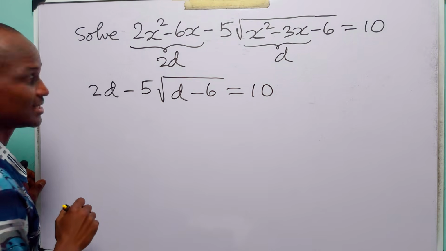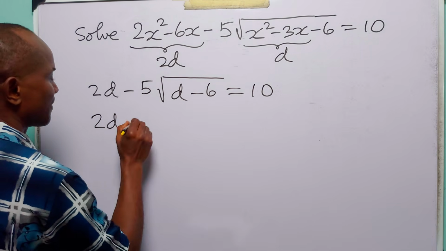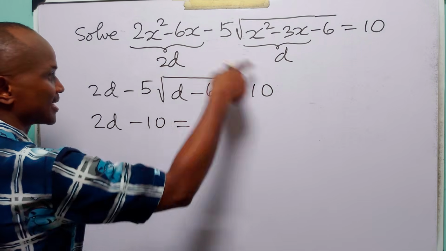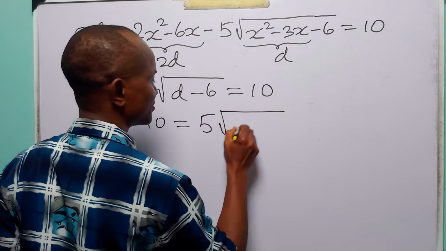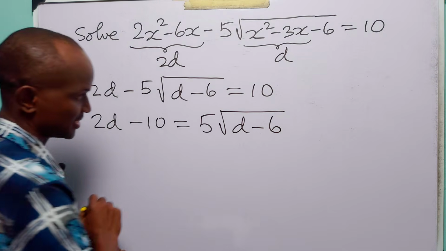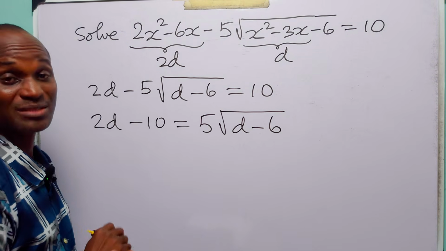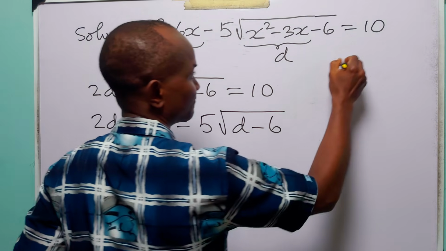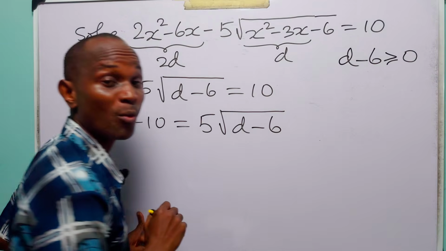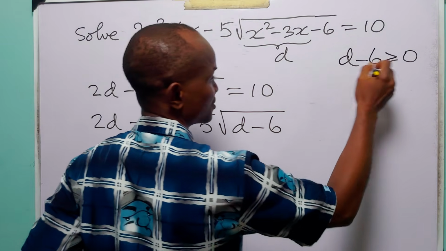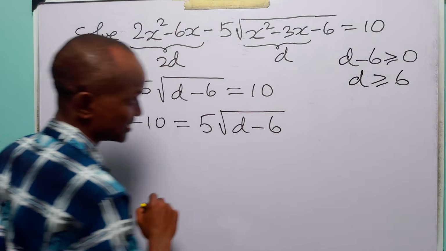Now let us rearrange this equation. We have 2d minus 10 is equal to 5 times the square root of d minus 6. Now, you know that this is a square root and it must be positive. So that means that d minus 6 must be greater than or equal to 0. And of course, from here we have that d must be greater than or equal to 6.